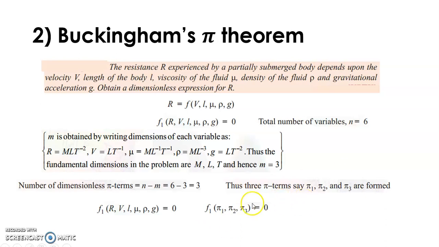Now, this is our basic equation. We solve this equation by substituting and solving the values of pi 1, pi 2, pi 3, and that becomes the solution to the given problem. Each pi term used to have m plus 1 variables. m is the repeating variables, and the 1 is the non-repeating variable. Now, how we select the repeating and non-repeating variables is also important. The independent variables are always selected as repeating variables, but the dependent variable will always occupy the first non-repeating variable.